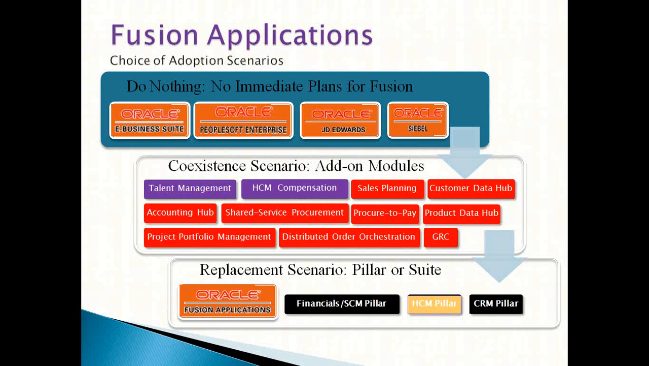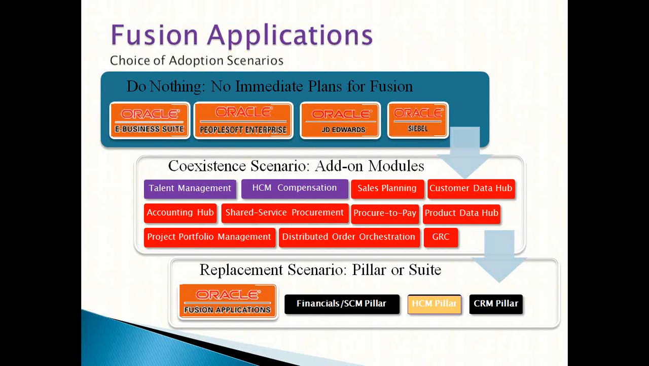So that is the coexistence model. And replacement of a pillar or a suite of applications. That means a customer may be having E-Business Financials, E-Business HRMS, E-Business, say, CRM applications, all on E-Business. Now they want to try out HCM completely on Fusion. So only they will move HCM to Fusion, complete HCM, and Financials and their CRM continue to be on E-Business. So that is what we call the pillar or suite replacement scenario.